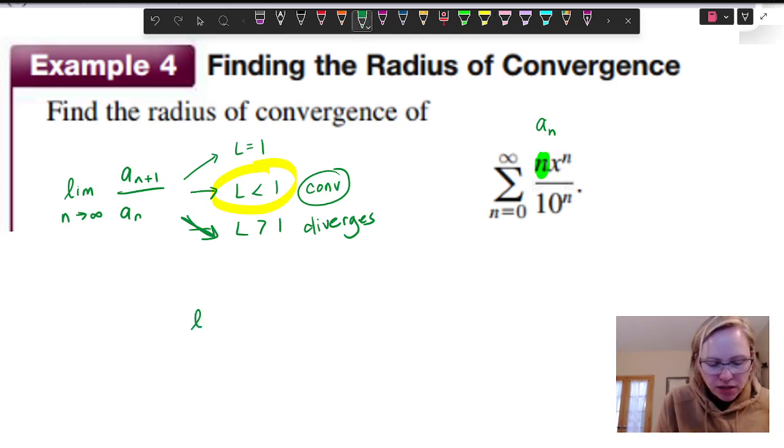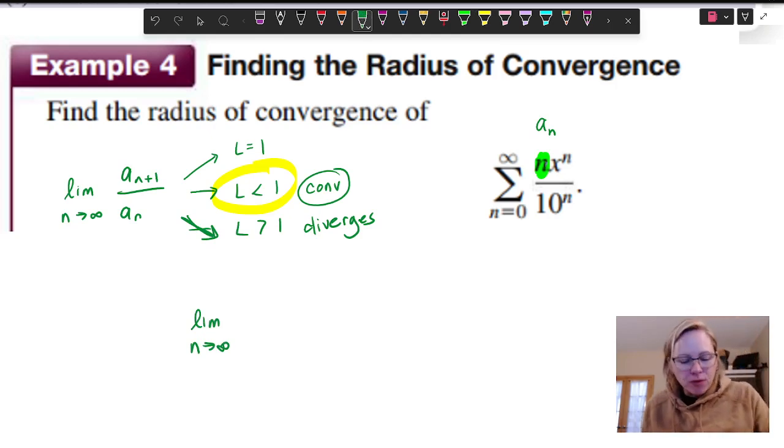So I'm going to set up my limit. As n approaches infinity, I'm going to show my ratio. Because x could be a positive or a negative number, I don't know what kind of series I'm going to get. Sometimes I'll get an alternating series, sometimes I'll get all positive terms. The whole goal here, though, is to figure out what values of x give me a limit with a value that is less than 1.